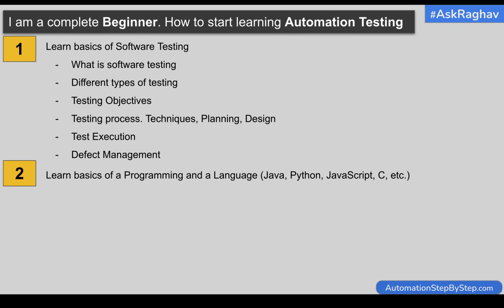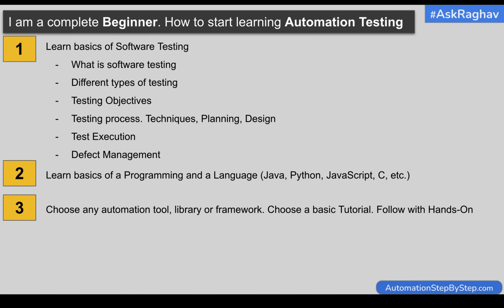So do just that. Do not worry, you don't have to go a long way on that. And once you have done this, step number 3 will be: now you can choose any automation tool or framework. It can be based on your interest or based on the requirement. You can also select based on the field.